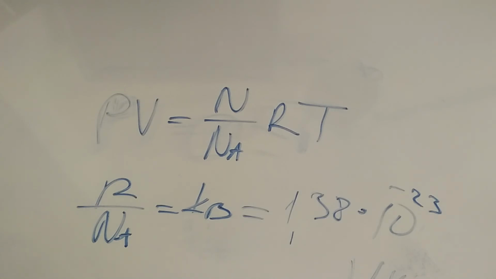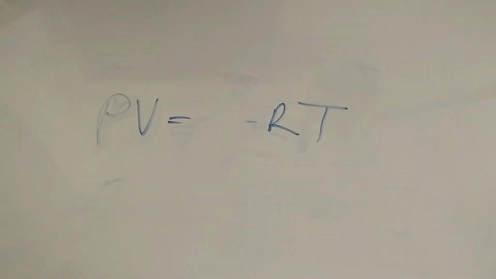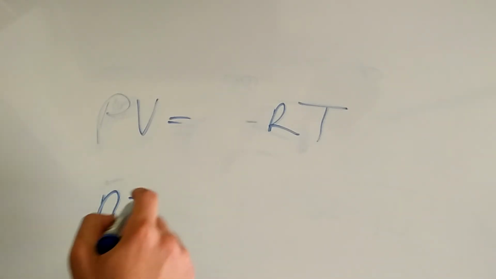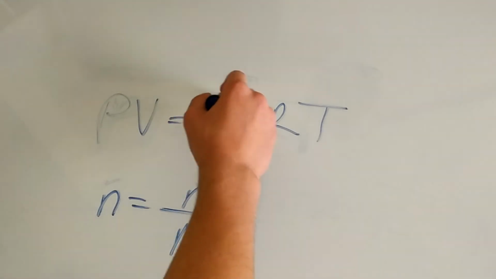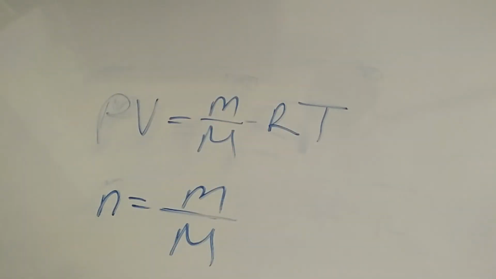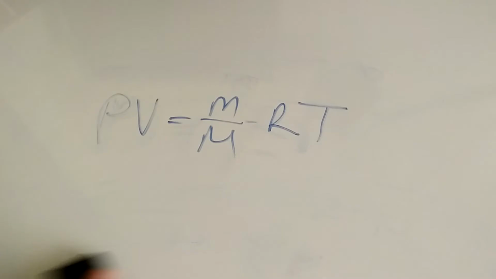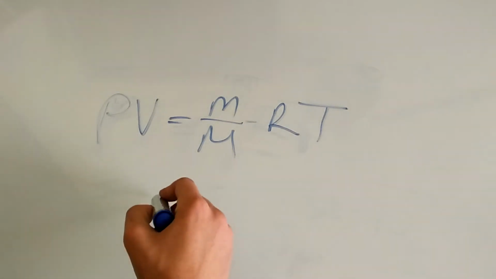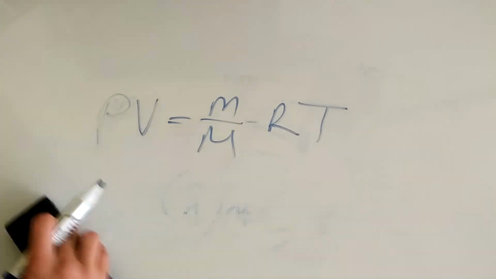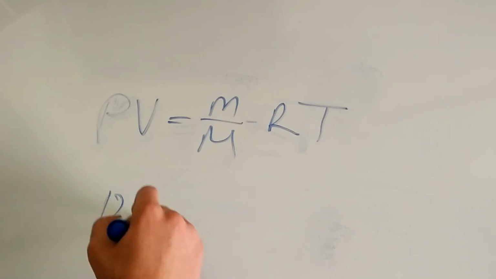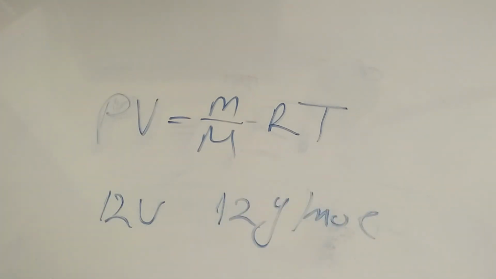Now that's about it. Also, instead of writing n as the number of moles, we can write, since n is equal to the mass of the gas over the molar mass, we can write that in the formula. The molar mass of a gas is equal to its atomic mass, only the units are grams over mole. For instance, for carbon, the atomic mass is 12 units, but the molar mass is 12 grams over mole.